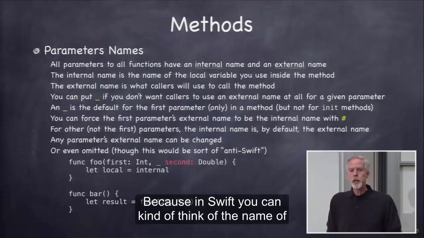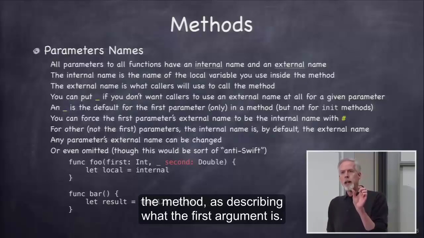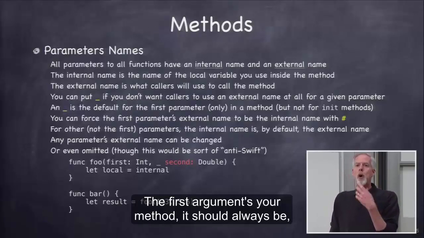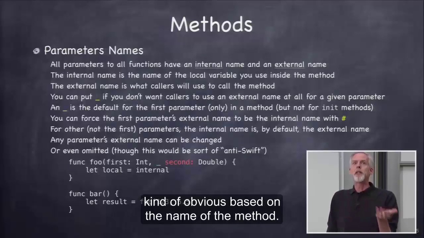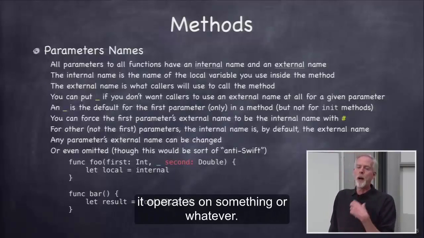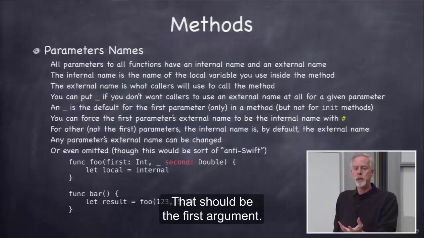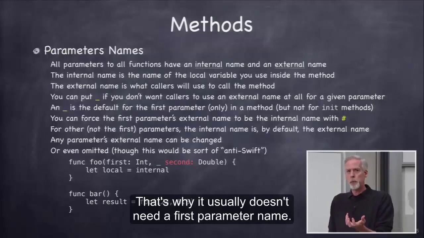Because in Swift, you can kind of think of the name of the method as describing what the first argument is. The first argument to your method should always be kind of obvious based on the name of the method, because the method does something, it operates on something. That should be the first argument. That's why it usually doesn't need a first parameter name.